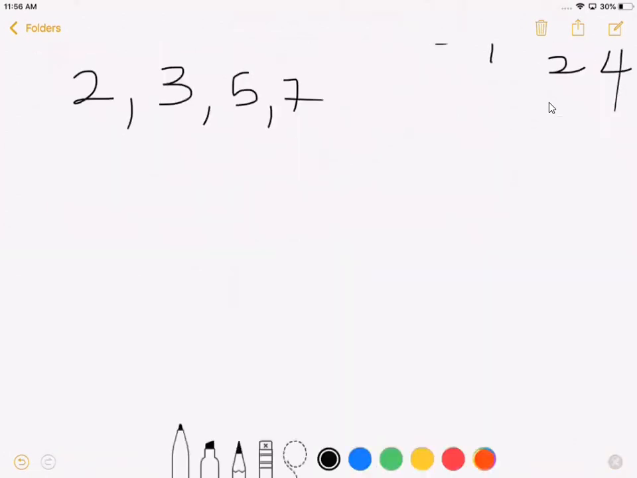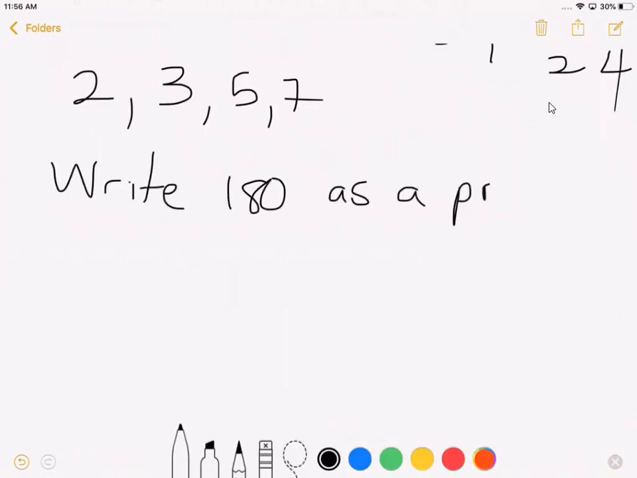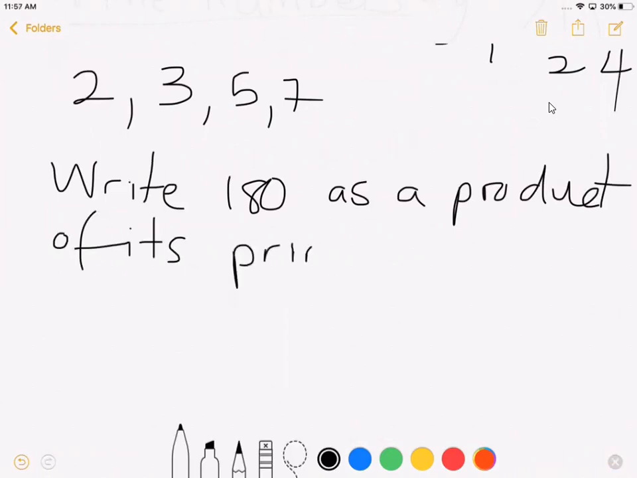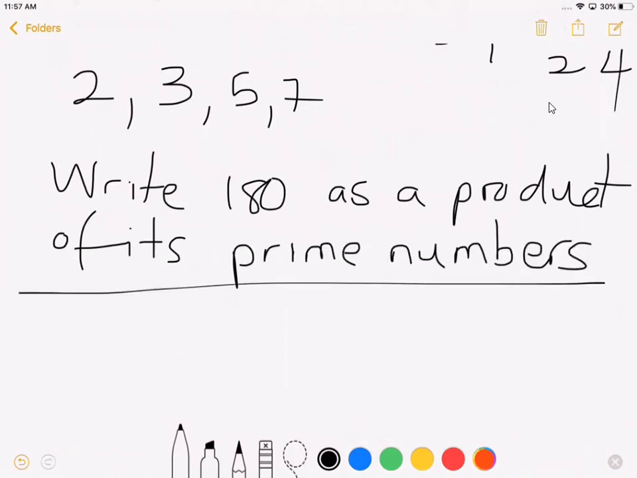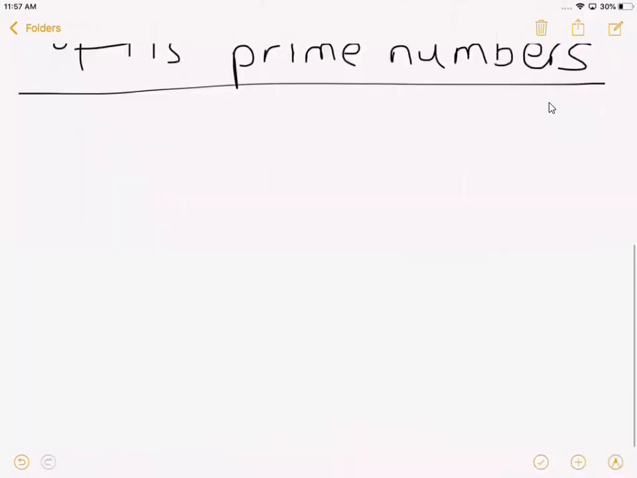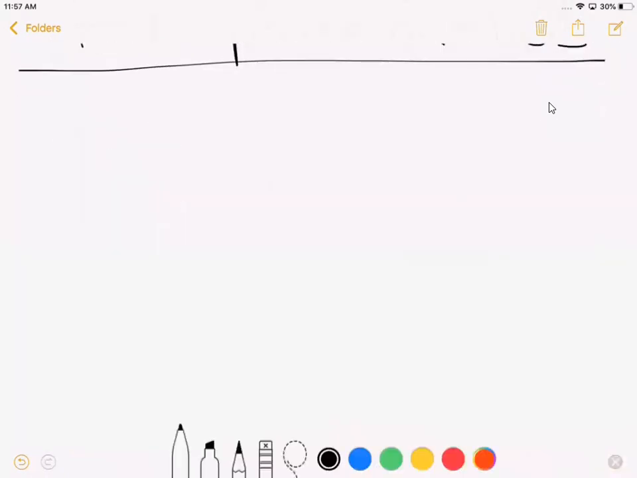Today we want to write a number as a product of its prime numbers. Write 180 as a product of its prime numbers. What I'm going to use today is what is called the ladder method. What you do, you draw a line.